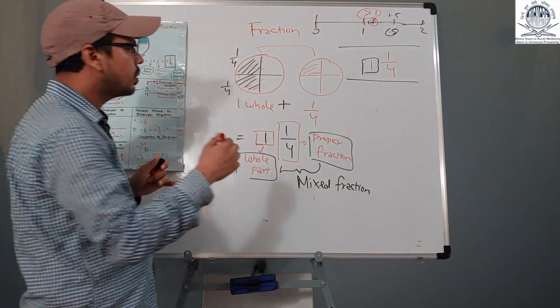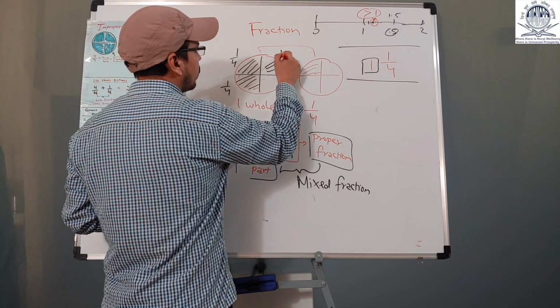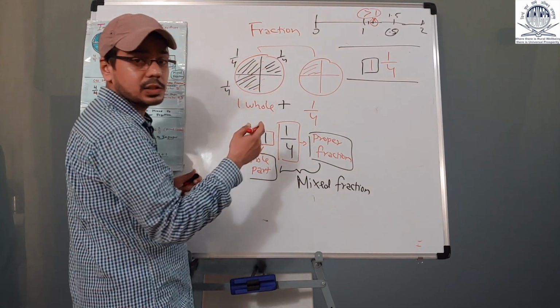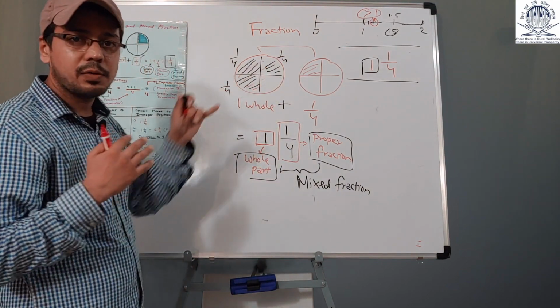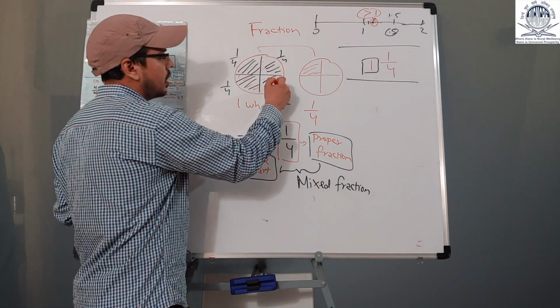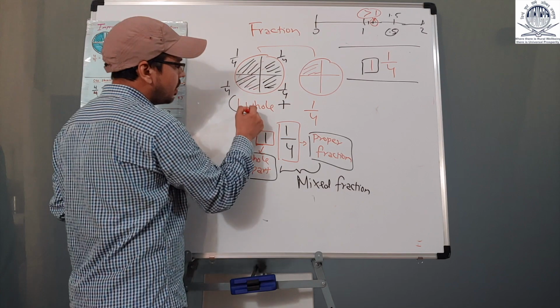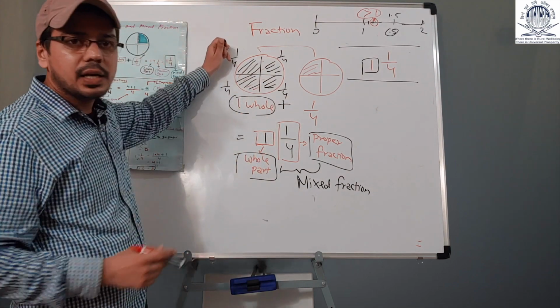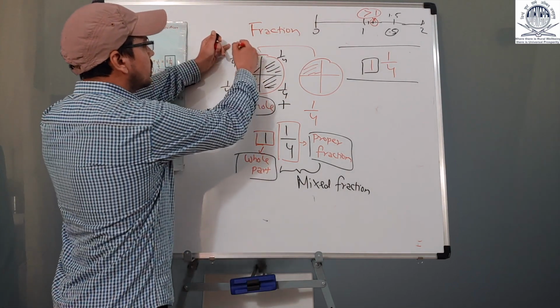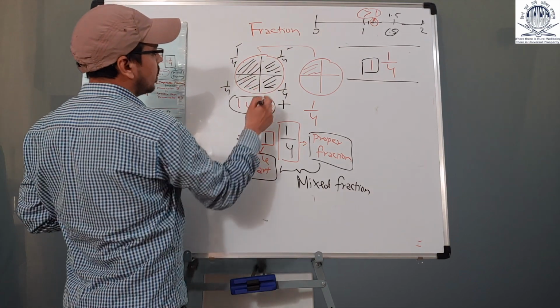Then I take another part, which is 1 out of 4. And then I take the last one. Why? Because the pizza was meant for me. So I take another part, 1 out of 4. So essentially, the whole I have eaten by taking 1 by 4, 1 by 4, 1 by 4.